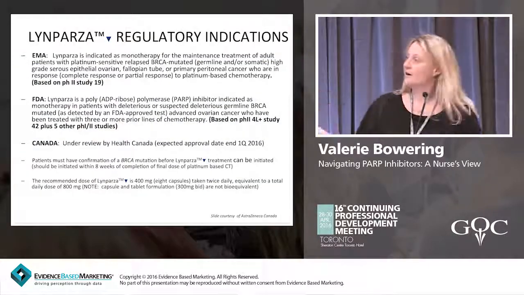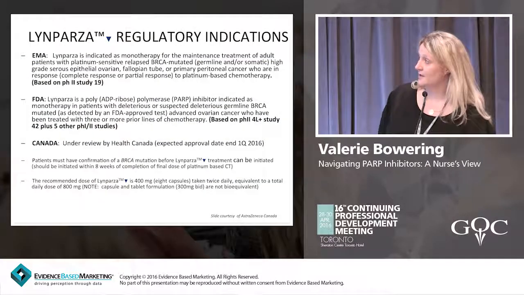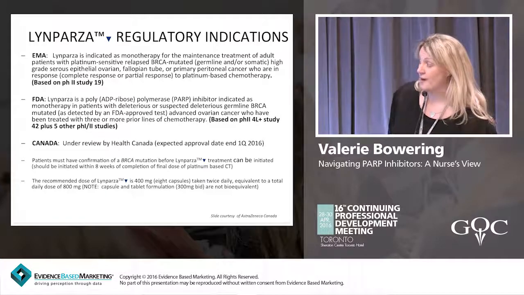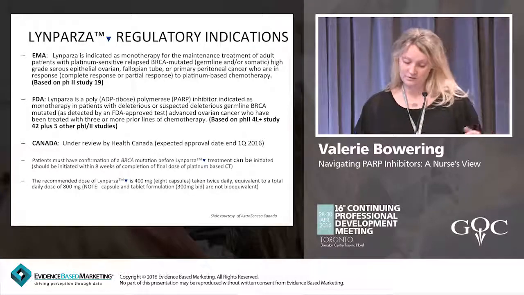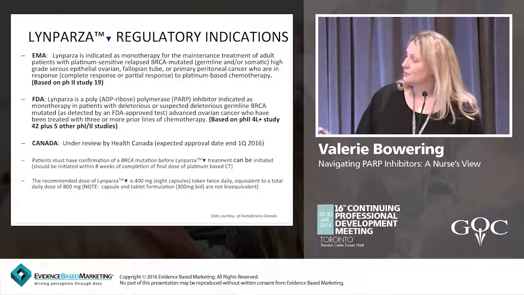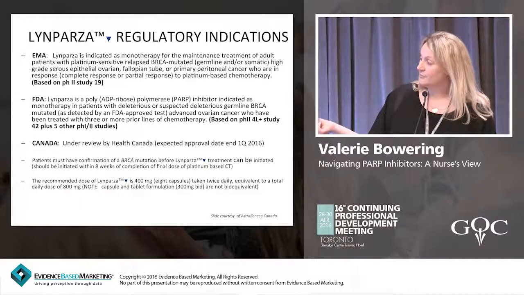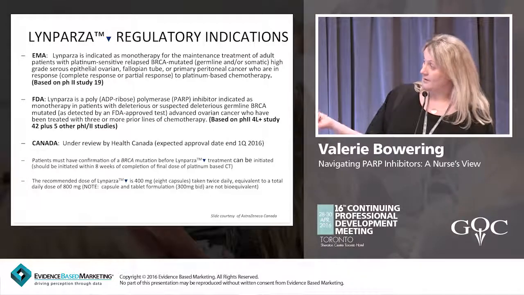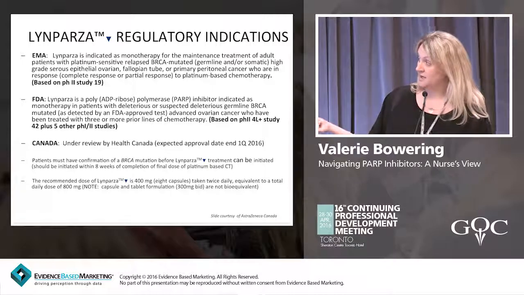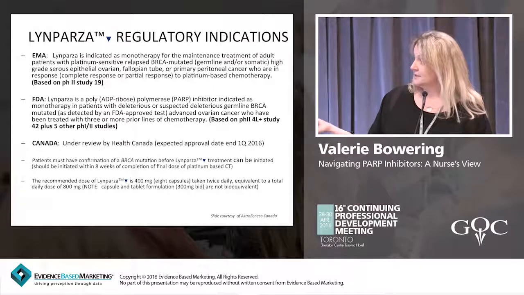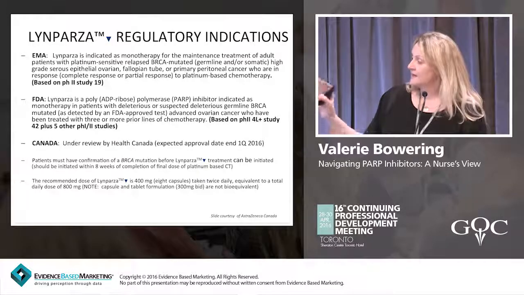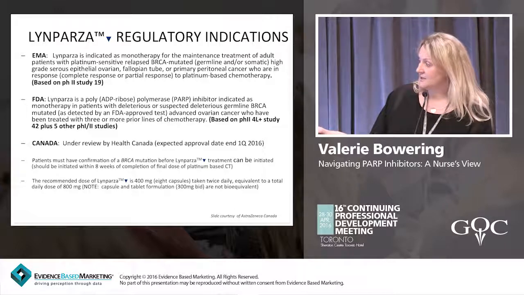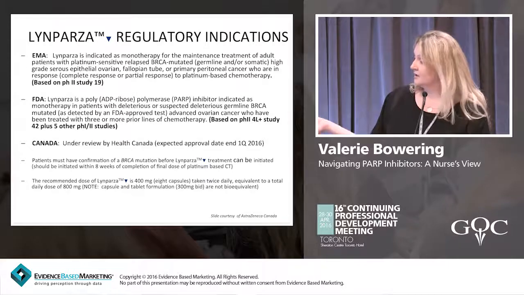Okay, so now I just want to talk about the Lynparza or olaparib regulatory indications. So probably most of you know that the EMA, in Europe, has approved olaparib or Lynparza for monotherapy for maintenance treatment in patients with platinum-sensitive BRCA-positive disease. And then the FDA recently, again, most people are aware of this, has come out with a little bit of a different indication. It's in the BRCA-positive patients that have 3 or more lines of chemotherapy.